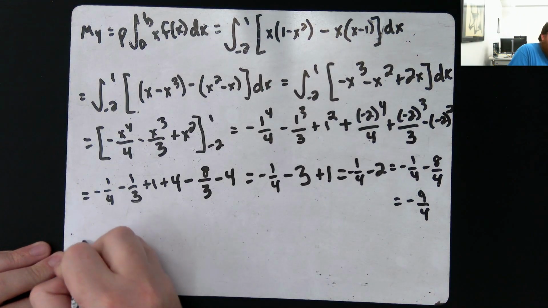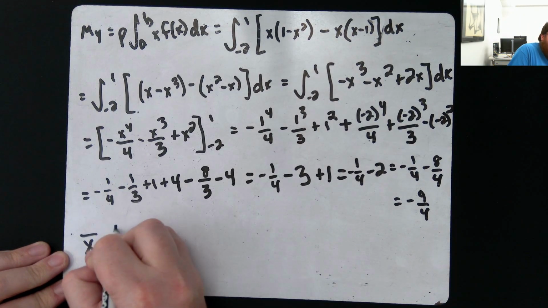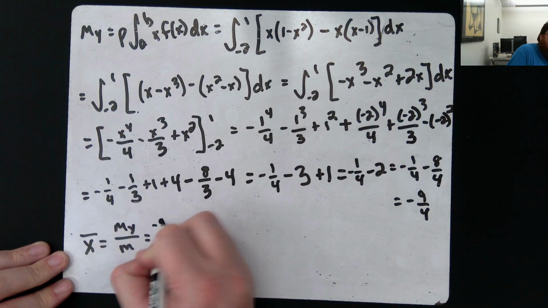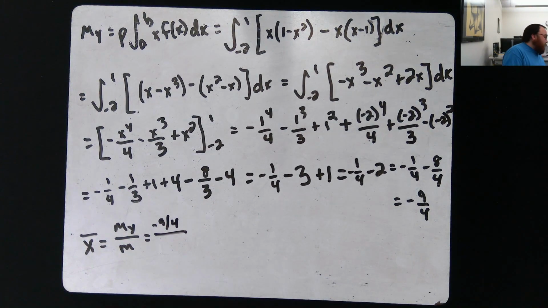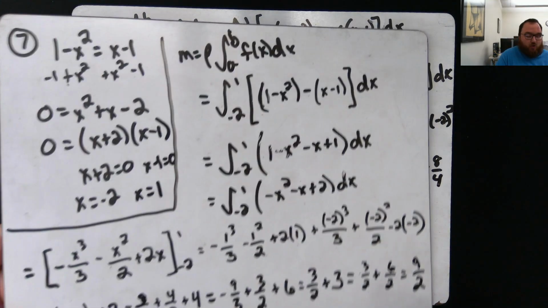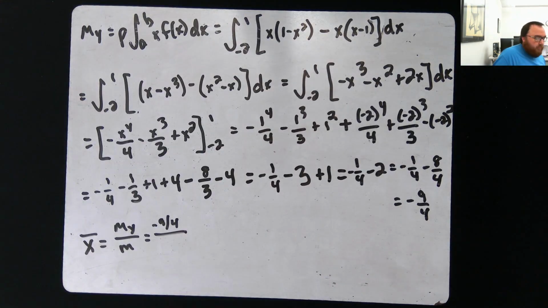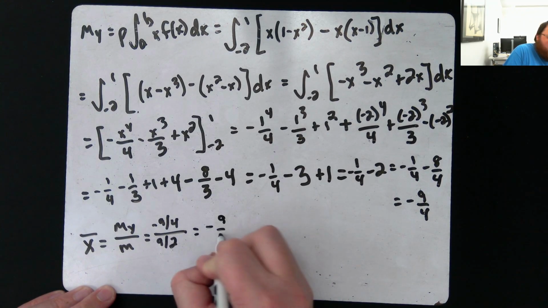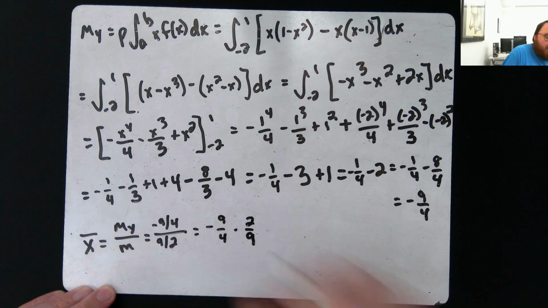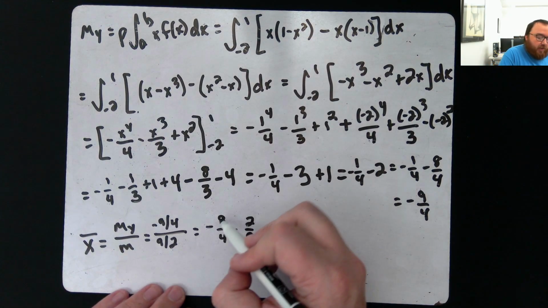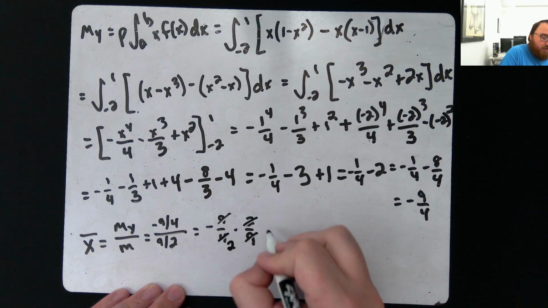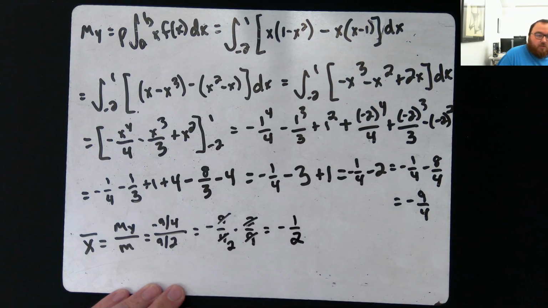So my centroid for x is going to be the moment about y over my mass. My moment about y was negative 9/4. My mass, go back a few boards ago, my total mass, we got 9/2. Keep, change, flip. Negative 9 over 4 times 2 over 9. Lot happens here, cancel out my 9s. 2 over 4 gives me a 2 in the bottom. So I get negative 1/2.